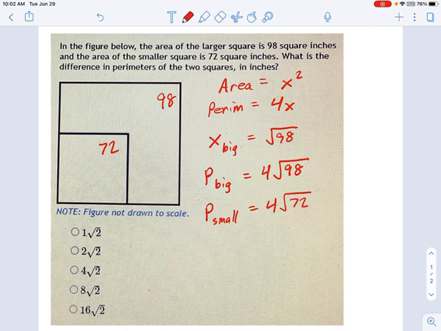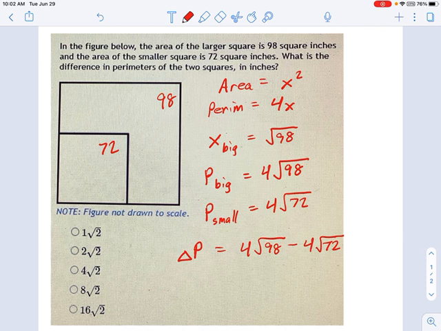And if we want to know the difference between these things, I'm going to call that delta p, the difference between the perimeters. That's 4 square root 98 minus 4 square root 72. So what's going on here? Because I don't see that answer in my list. What you have to do is remember that when you're dealing with square root signs, you can often simplify those.